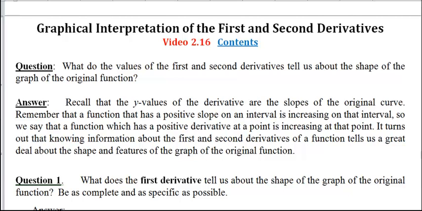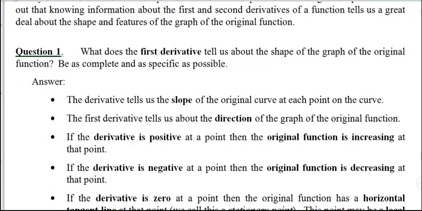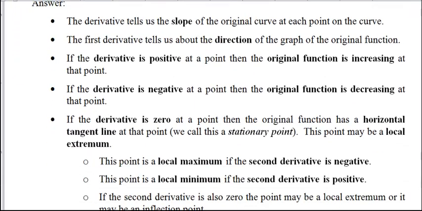So let's be as specific as we can about what the first derivative tells us about the shape of the graph. And here we go. The first derivative tells us about the slope of the original curve at each point on the curve. The first derivative tells us about the direction of the graph of the original function. So if the first derivative is positive at a point, then the original function is increasing at that point. If the first derivative is negative at a point, then the original function is decreasing at that point.